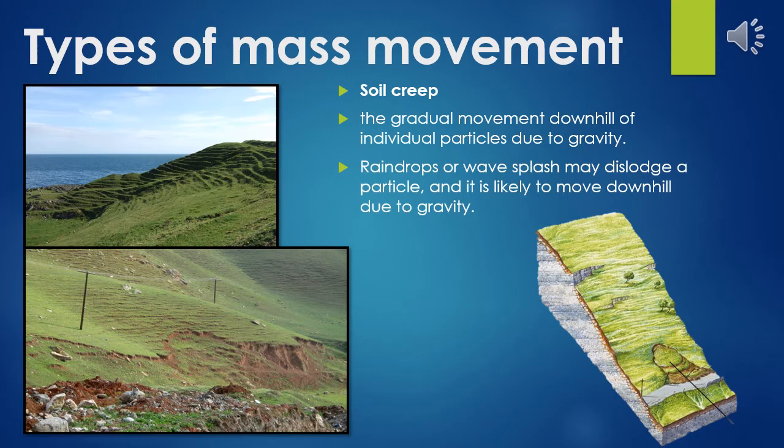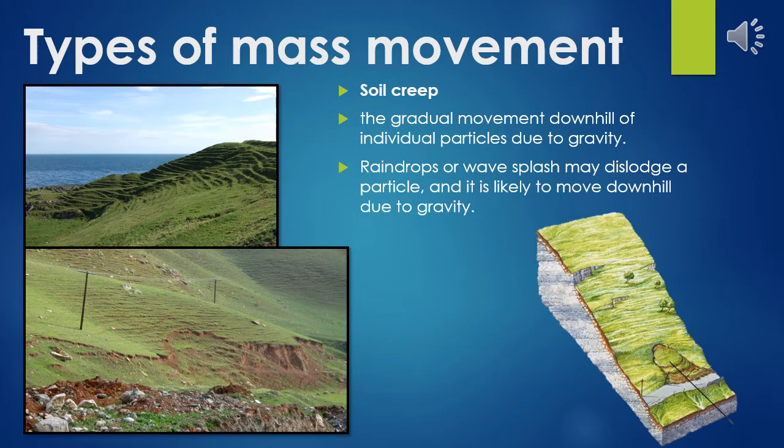So the final type of mass movement you guys need to know about is called soil creep. Now this is probably the most gradual of all the processes, the least dramatic. What happens is individual particles move downhill under the force of gravity, and obviously this is going to happen on a much smaller scale. You can see in the two pictures that you get these ripples on the hillside, and this is a classic sign of soil creep, and you often get these breakout areas as well.